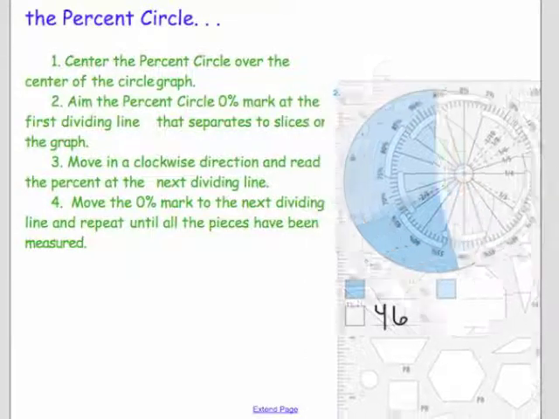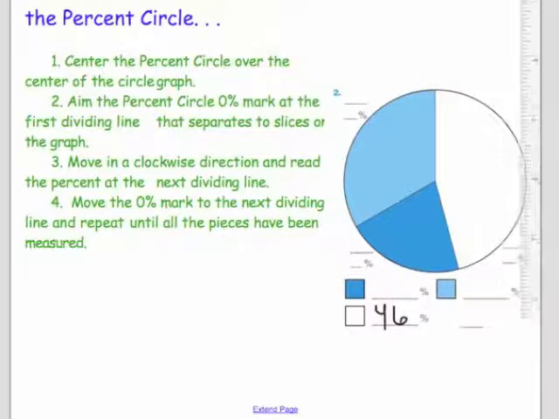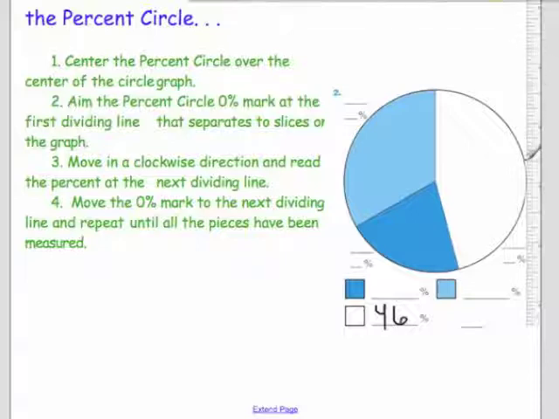So another thing I can do if it doesn't line up with a fraction is I know that that's 46 out of 100. So I can write that. 46 over 100. Okay, which would be 46%. All right, now that first piece is pretty easy.